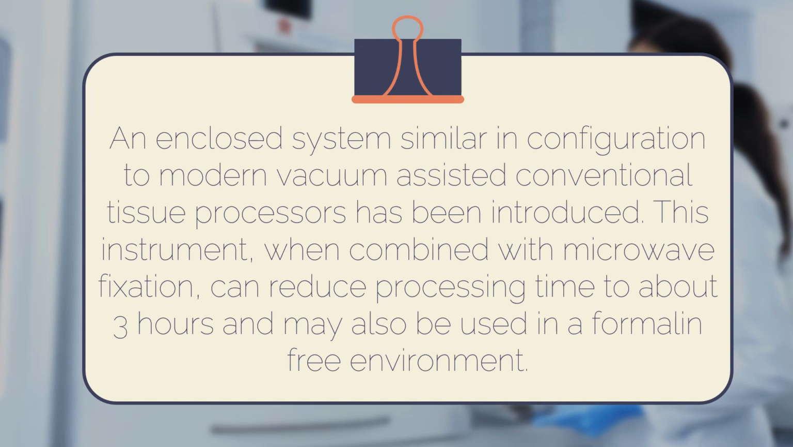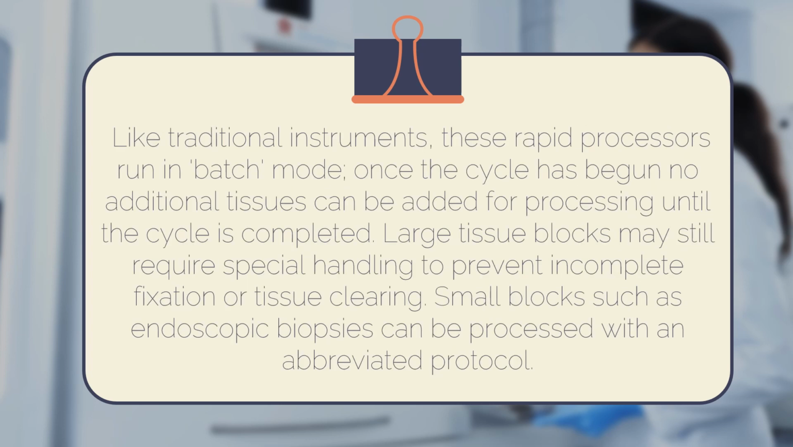An enclosed system similar in configuration to modern vacuum-assisted conventional tissue processors has been introduced. This instrument, when combined with microwave fixation, can reduce processing time to about 3 hours and may also be used in a formalin-free environment. So like traditional instruments, these rapid processors run in batch mode. Once the cycle has begun, no additional tissues can be added for processing until the cycle is completed. Large tissue blocks may still require special handling to prevent incomplete fixation or tissue clearing, while small blocks such as endoscopic biopsies can be processed with an abbreviated protocol.